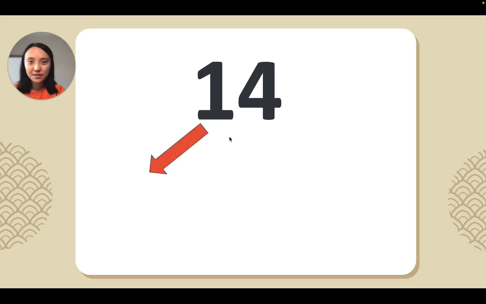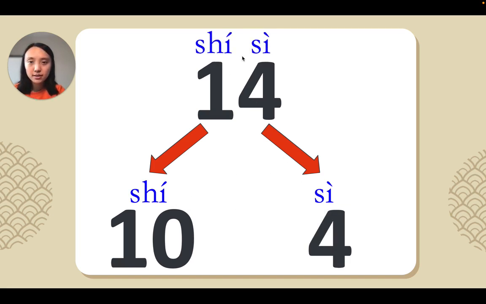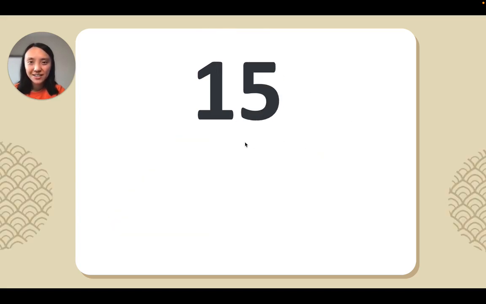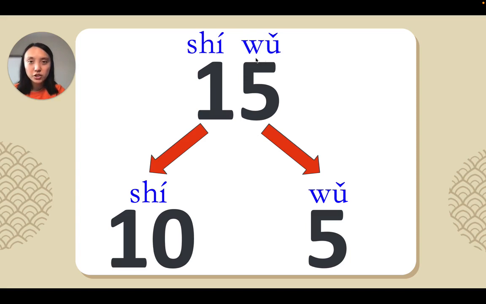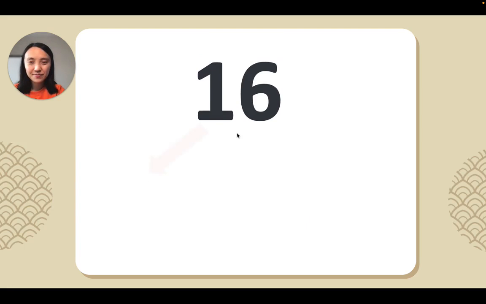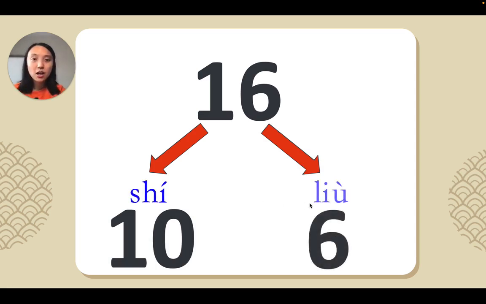Let's try 14. Now you know the pattern. 14 we will divide into 10 and 4. 十四. Number 14 is 十四. And number 15, 10 and 5. 十五. 15 is 十五. 16, 10 and 6. 十六. Number 16 is 十六.